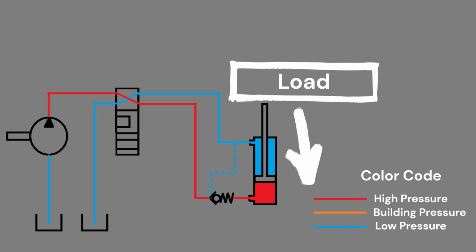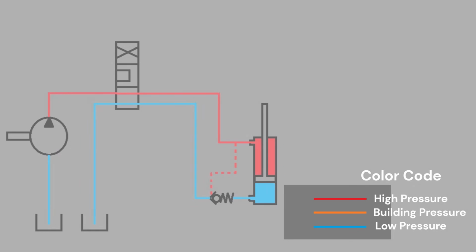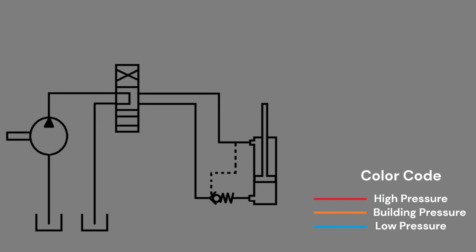To retract the cylinder, high pressure oil will move through this pilot line and open the check valve to allow flow to pass through from the cap end of the cylinder back to the reservoir. It is important to remember that even though load holding devices can be very effective, you should never trust your life to one. A properly built mechanical lock will always be safer than any hydraulic system.